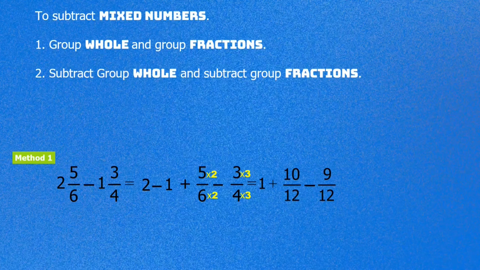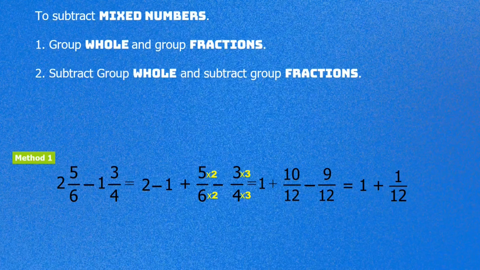Our whole numbers, 2 minus 1 equals 1. Our fractions, 10/12 minus 9/12 equals 1/12. Now, that is not quite the answer. We need to go one step further. We need to add the whole number 1 to the fraction 1/12.